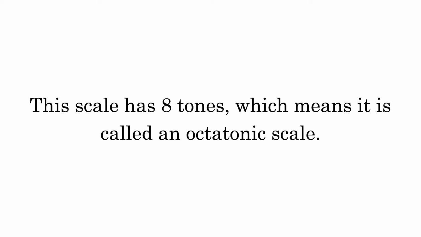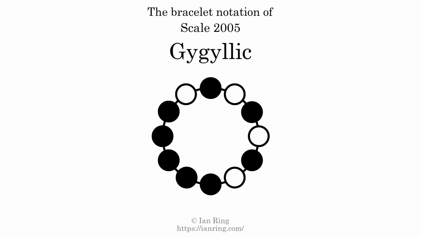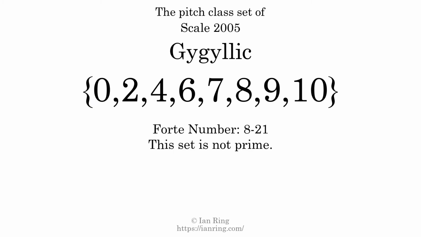This scale has 8 tones, which means it is called an octatonic scale. This is a bracelet notation diagram of scale 2005. The shaded circles represent tones that appear in the scale, and they are read clockwise, starting at the top. The pitch class set for this scale is 0, 2, 4, 6, 7, 8, 9, 10. The Forte class is 8-21. This set is not prime.